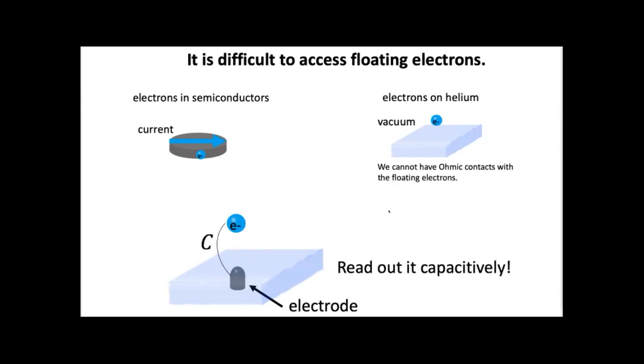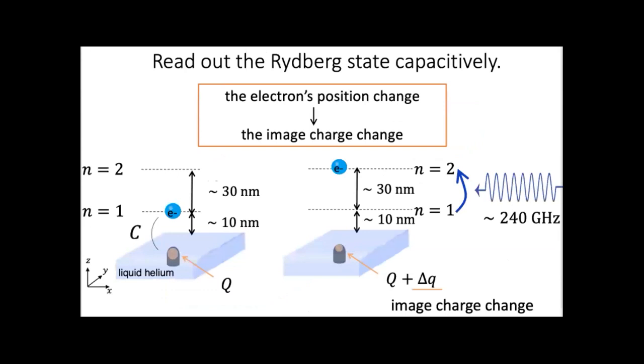So what we want to do is read out the quantum state of the electron capacitively. We have this cylindrical electrode, and this electron is capacitively coupled. So if the electron's state is changed, this capacitance is changed. And by measuring this capacitance change, we can read out the electron state. Let me explain how we can read out the Rydberg state capacitively.